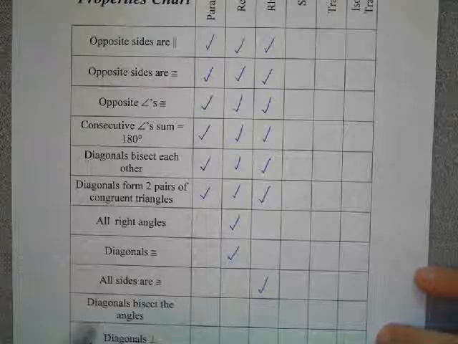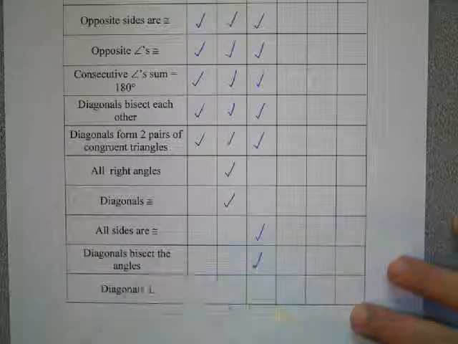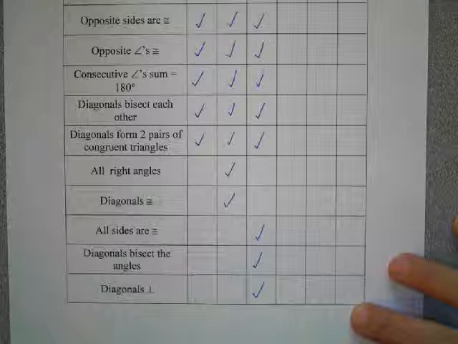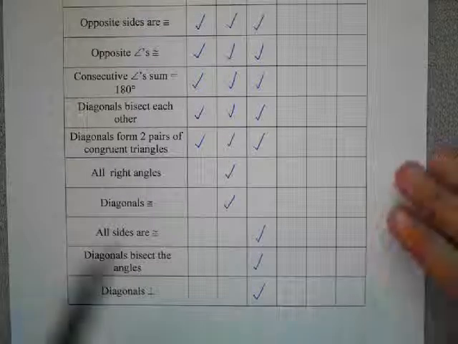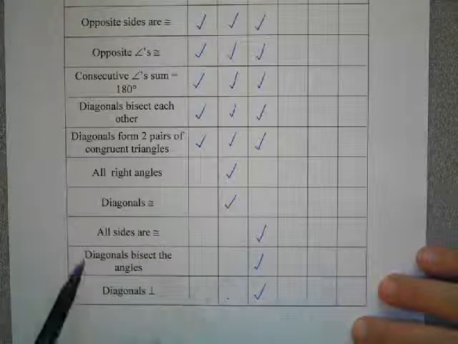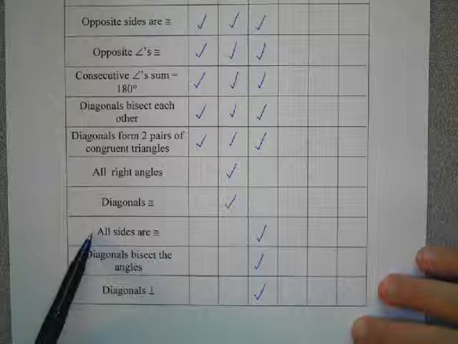Then additionally, in a rhombus, the diagonals will bisect the angles, and the diagonals are perpendicular. So where the diagonals intersect, you get 4 right angles. So again, a rhombus has all the properties of a parallelogram plus these 3 additional properties. This first property, all sides congruent, is what's required for a parallelogram to be a rhombus.